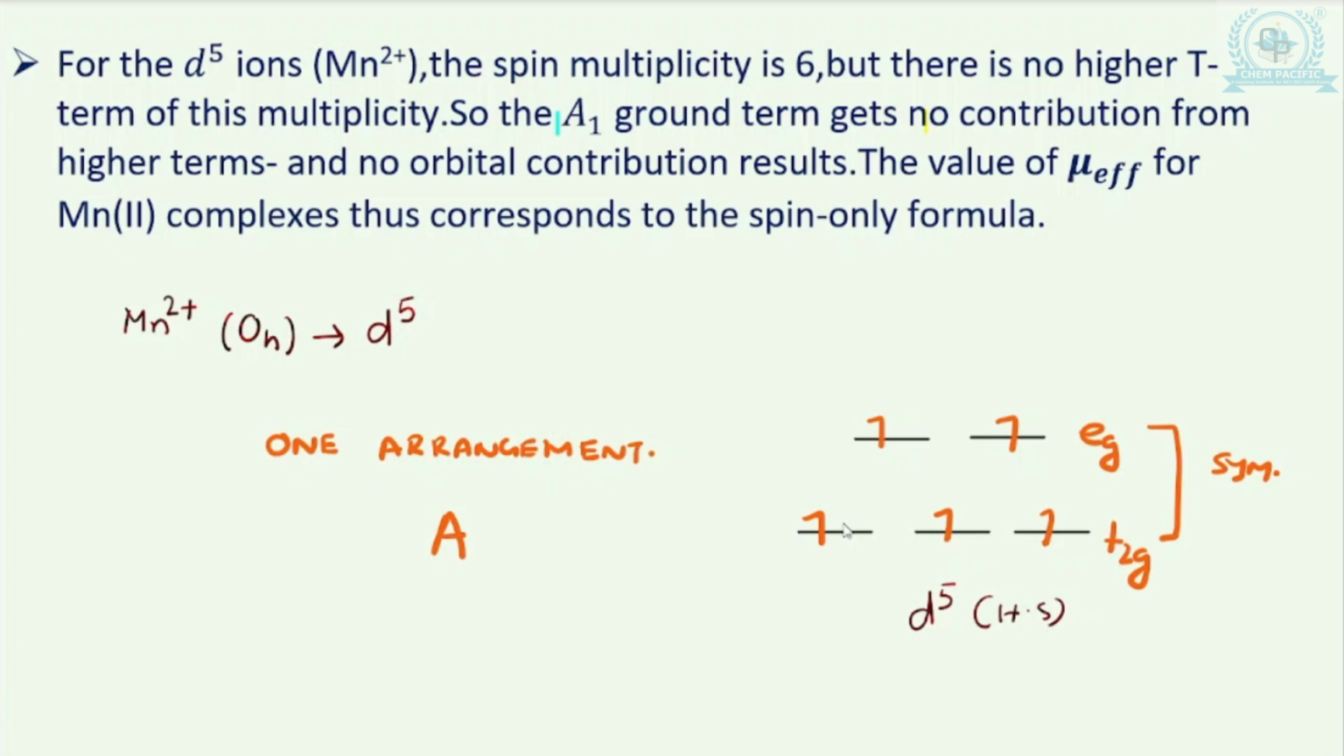And when both t2g and eg are symmetrically filled, then the name turns out to be A1. If they are not symmetrically filled, then it becomes A2. तो यहाँ पे A1 arrangement है. So the number of unpaired electrons is clearly visible. This is equal to 5. Therefore, the spin multiplicity 2S plus 1 will turn out to be 6, right? So the ground term will turn out to be 6A1g, since it is centrosymmetric octahedral. This is the ground state.